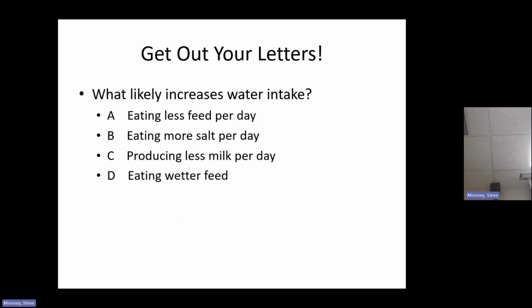Okay, get out your letters. What likely increases water intake? A, eating less feed per day. B, eating more salt per day. C, producing less milk per day. D, eating wetter feed. So we're looking at drinking here. So eating more salt is going to increase that water intake.